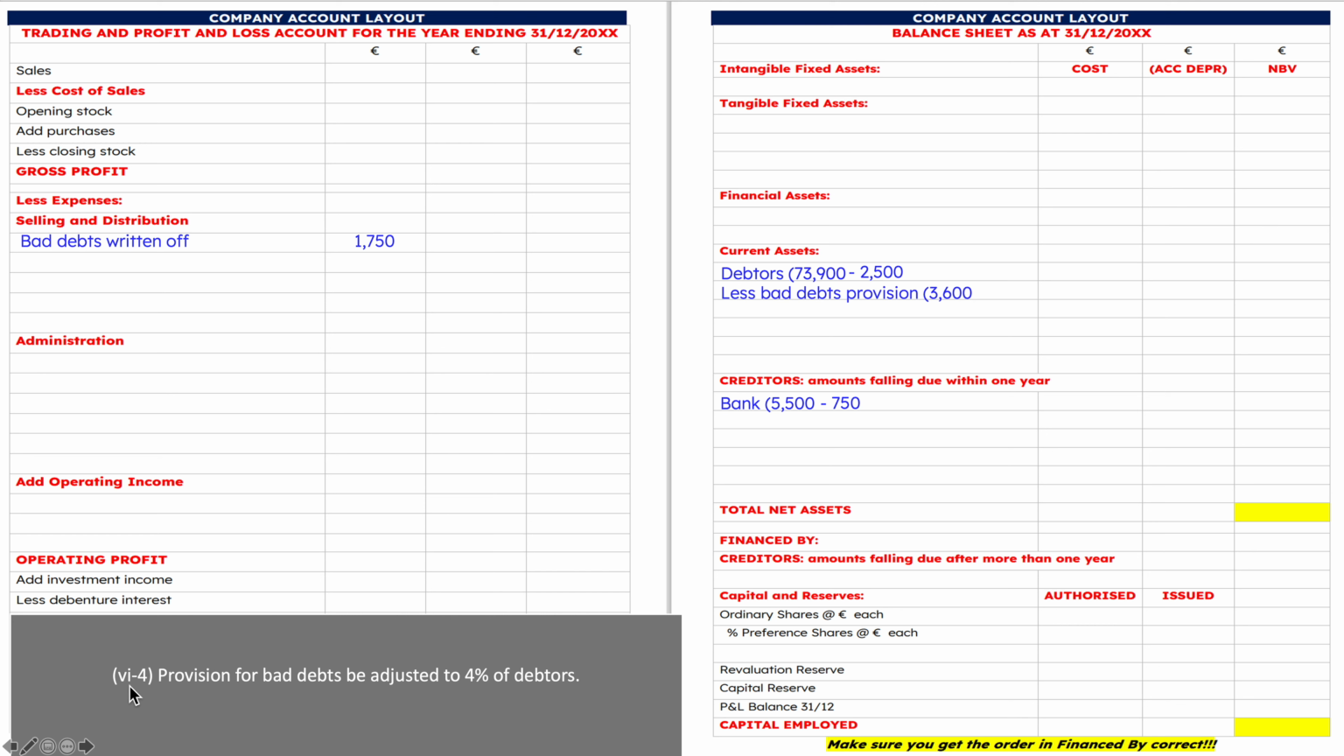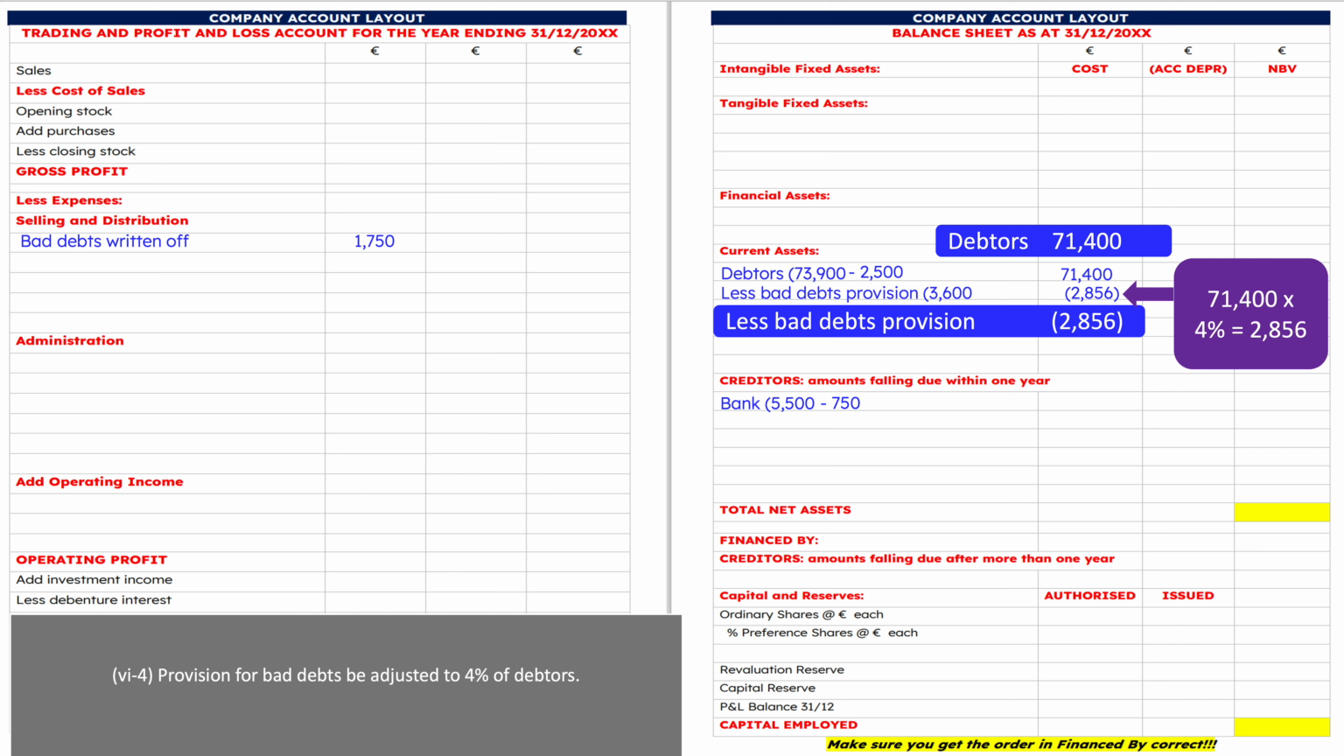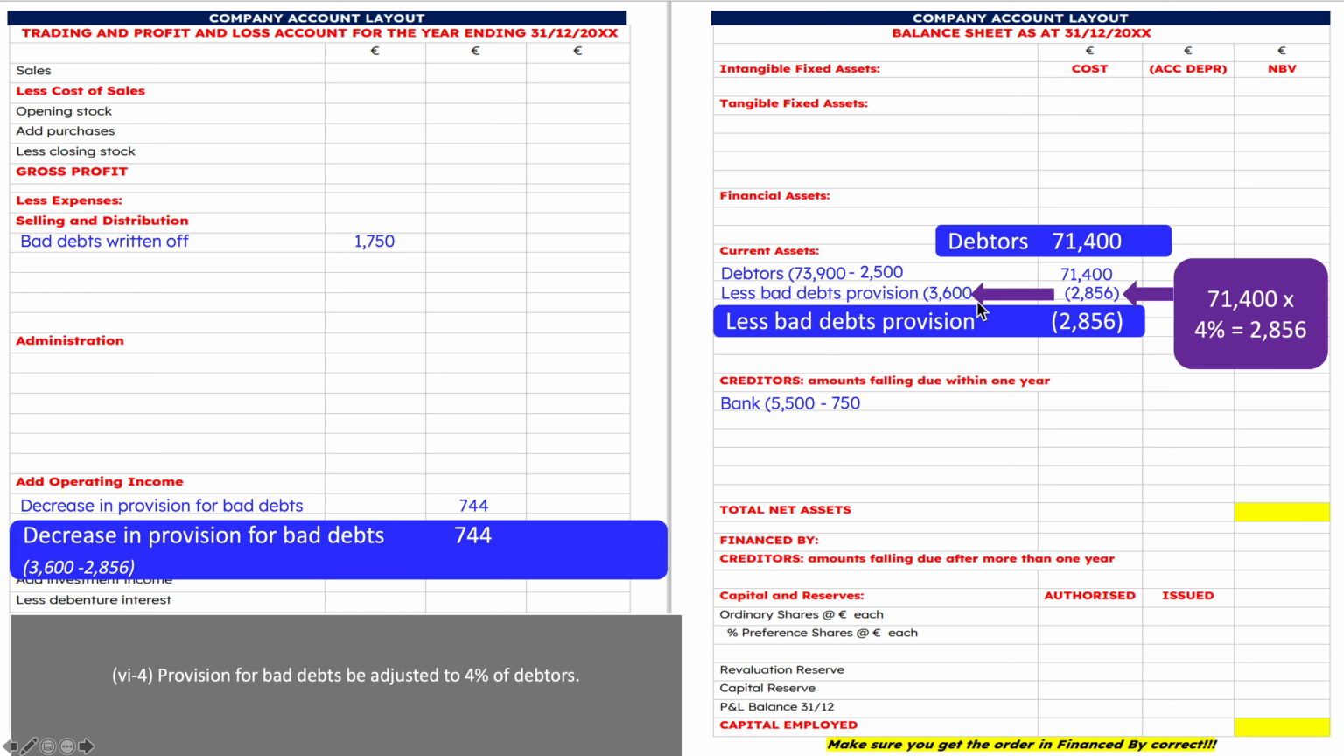Then we have provision for bad debts to be adjusted to 4% of debtors. So our final debtors figure, 71,400. We multiply that by 4% and we get 2856. So 71,400 by 4%, 2856. We compare that to our bad debts provision of 3600, and that is a decrease in provision for bad debts of €744.